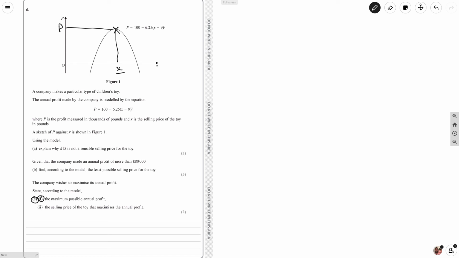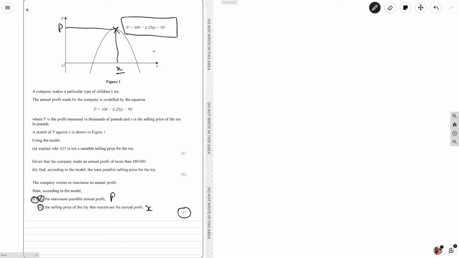Part I and part II, we're really just finding both of those coordinates. So this is going to be the P coordinate of that point, and then part II is the x coordinate of that point. Okay, now this is only 2 marks, this question, because this quadratic is already in the form that we want it to be in. It's in completed square form.